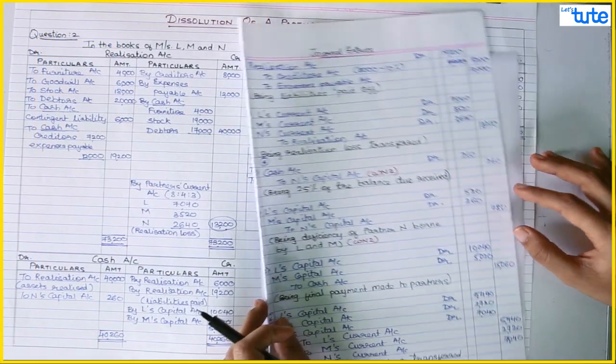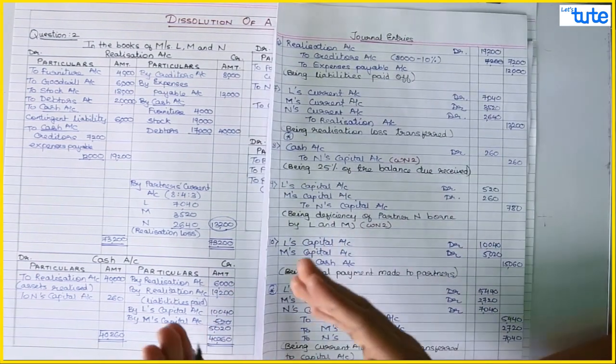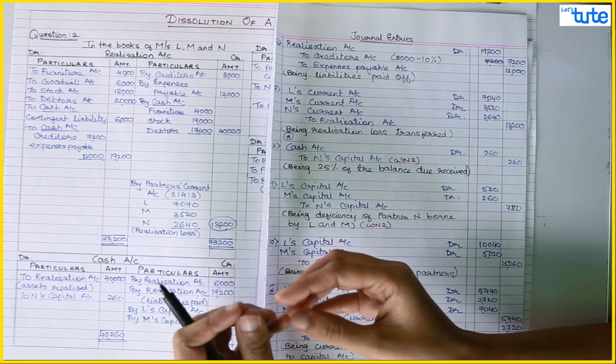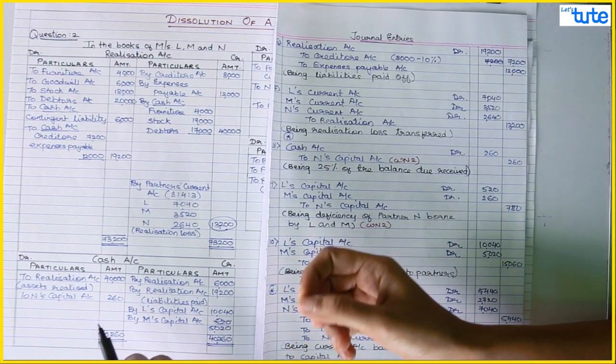So friends, this is very simple to solve. Just go systematically and step by step, then this would become very simple to solve. You can easily solve this question in 15 to 20 minutes.